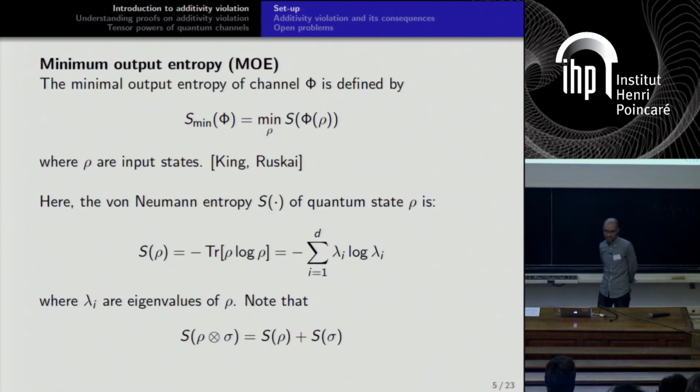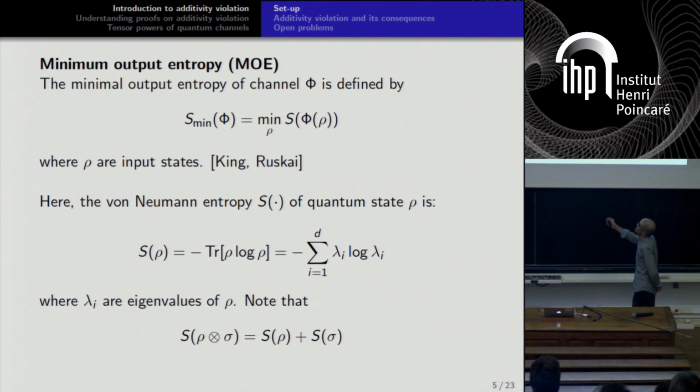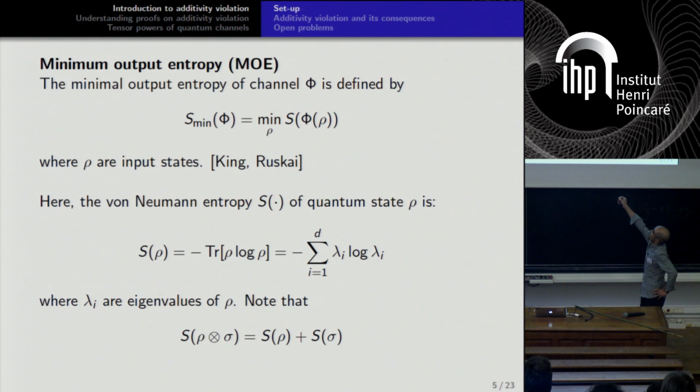In this slide, I'm going to introduce the minimum output entropy. It is defined this way. Here we have the input rho, and here we have the channel Phi. So Phi(rho) is the output of this channel Phi, and we measure entropy like this. Entropy is defined this way, and we look for the minimum. This is called the minimum output entropy.